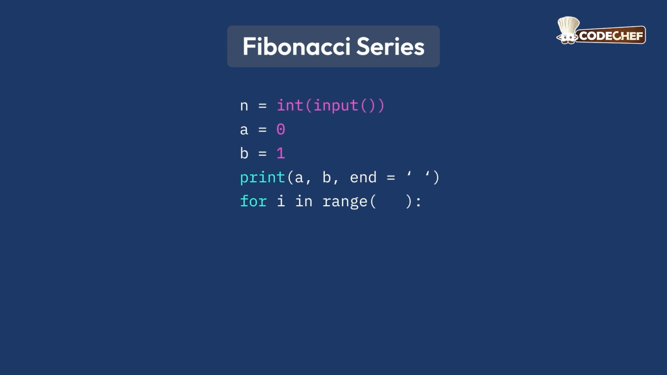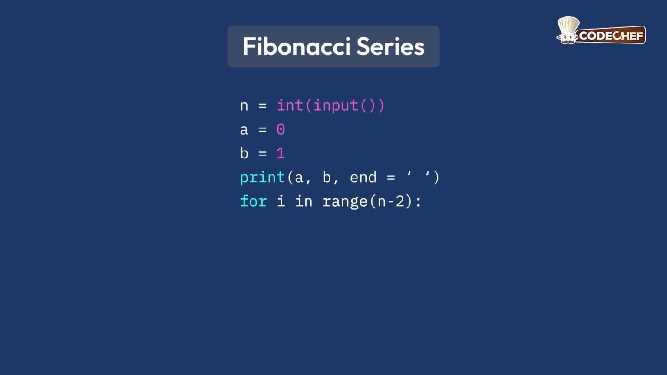Now we have already printed two numbers, 0 and 1. We were supposed to print n numbers in total, which means the count of numbers remaining for us to print will be n minus 2, right? So our loop will run n minus 2 times.